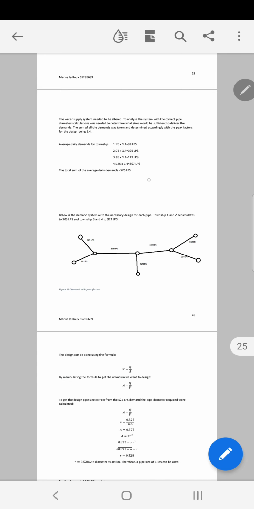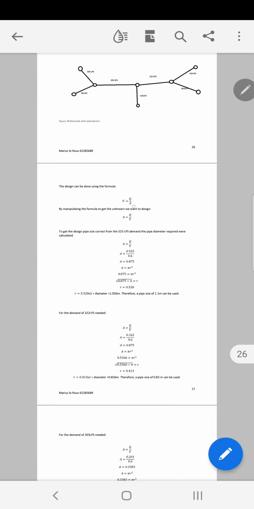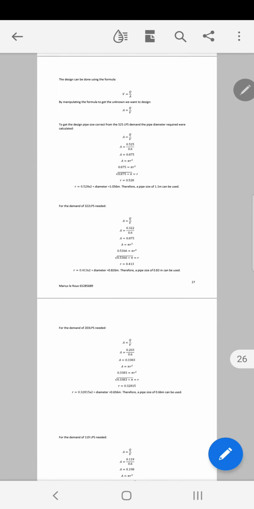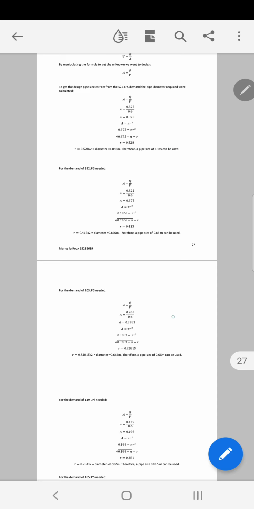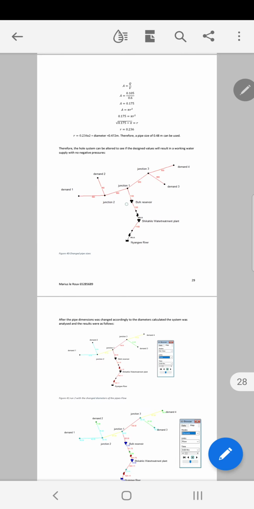We first needed to design with the peak factors on our average daily demands, and compiled it into the sketch, which shows all the values needed per pipeline. So that is the demand for the pipe, and by manipulating the formula we calculated the required design diameters.